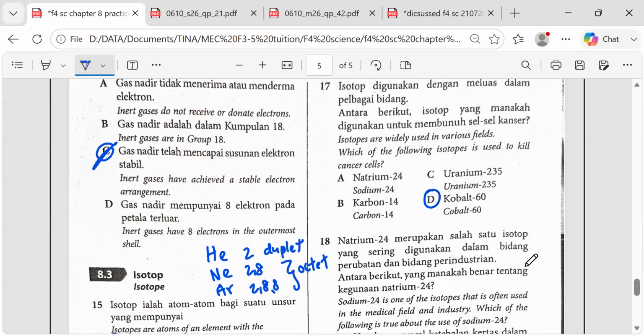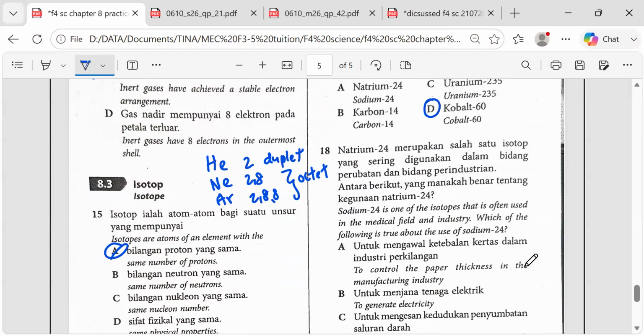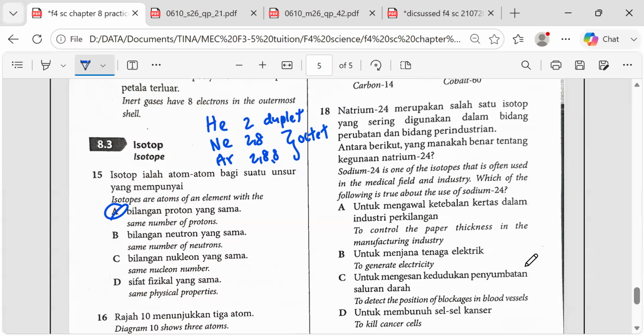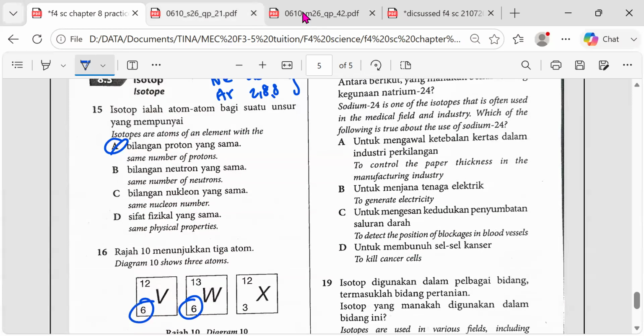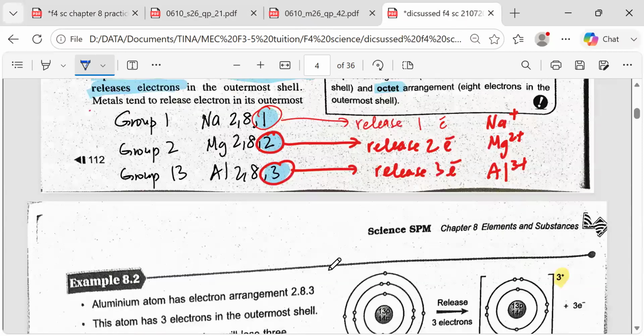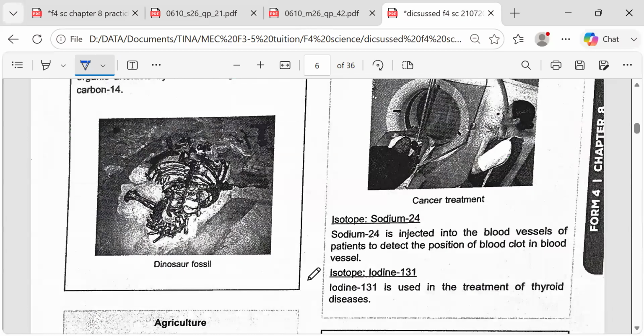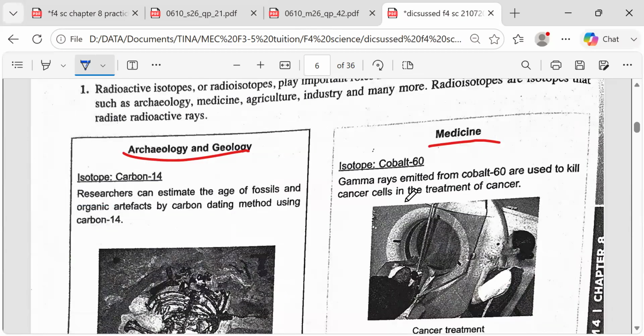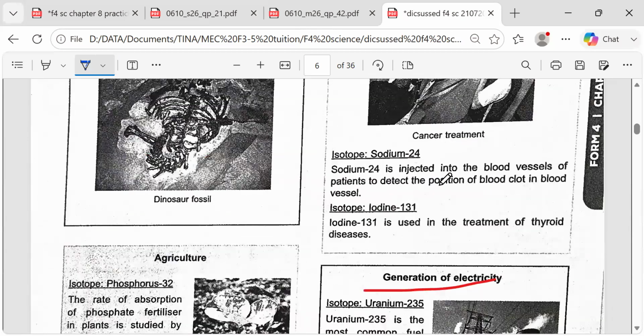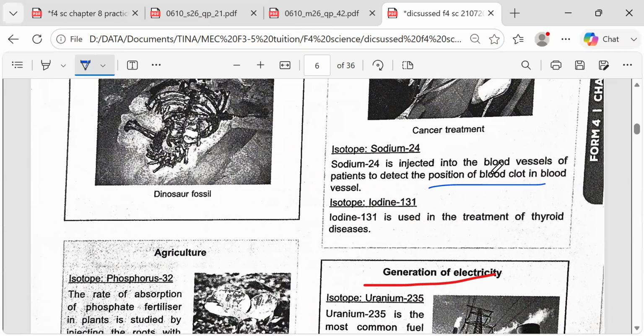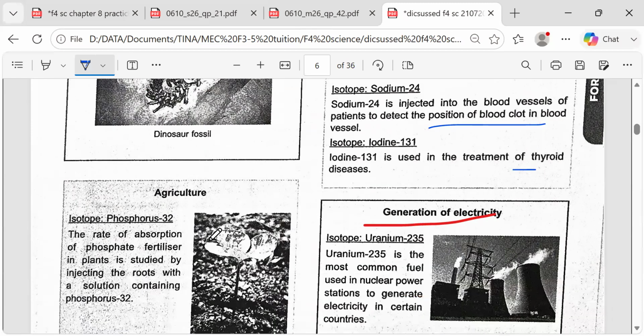So sodium 24 is one of the isotopes that is often used in the medical field and industry. Okay, sodium 24. So if you look back at your notes here, medicine is cobalt 60, sodium 24 is in blood vessels to find the position of the blood clot, and iodine 131 is for thyroid disease. Okay.